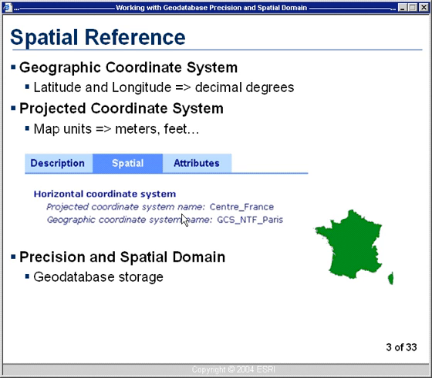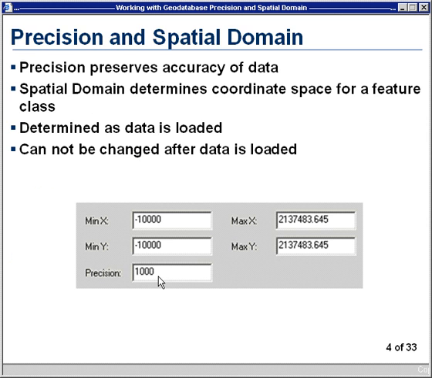But spatial reference additionally contains information about how this feature class is supposed to be stored in the geodatabase. How data is stored is indicated by precision and spatial domain. Precision is a numerical value supplied to the geodatabase that preserves accuracy of the data in your feature class. It preserves how fine your data is. It is accurate to a meter or a millimeter.